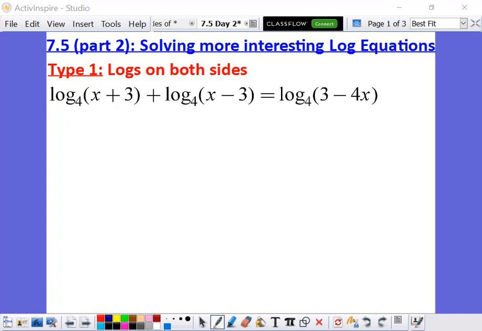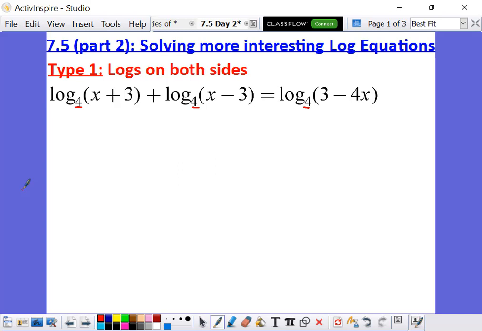Okay, so at any rate, like I said, there's two different types of problems that you're going to encounter when you're solving logs. You can have logs on both sides of the equal sign. Here the first thing that you obviously want to look for is whether the base is the same on all of these. I see base 4, base 4, base 4. So that obviously passes the first test that we can do some work here.